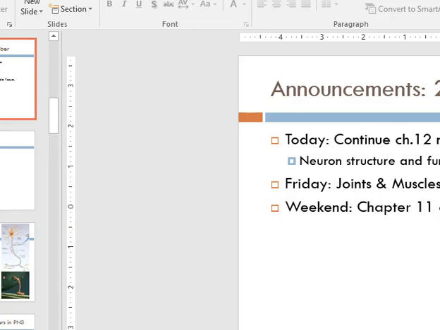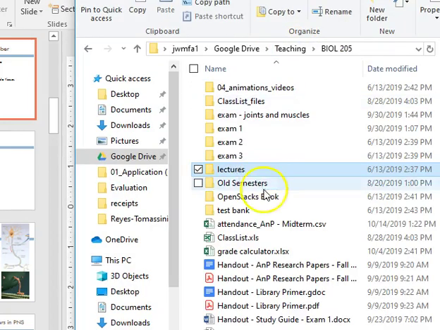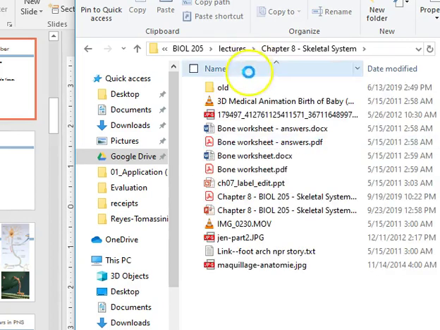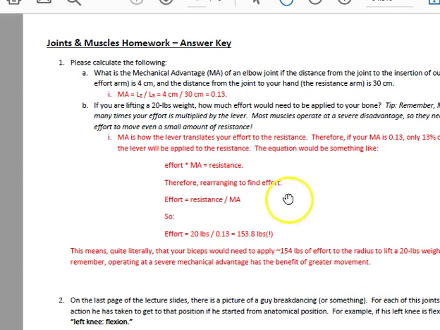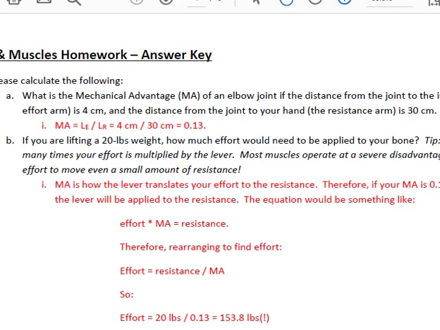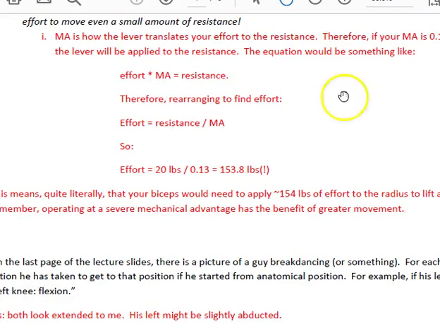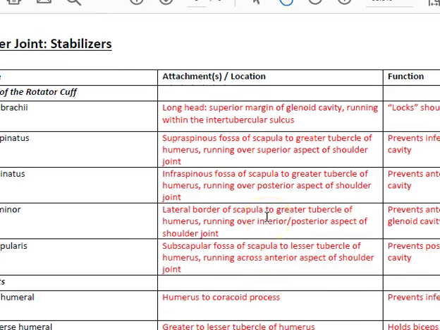And then the last bit is the joints and muscles table, which, oops, I need to get to the right thing. Just to remind you, to make it crystal clear, I'm in the right chapter. So this is the answer key that I posted for the joints and muscles homework. I am not going to be asking things for that question or that question, but I will be asking questions from these tables. So you do need to know the locations and functions and such, and I'll probably use this language that's on my answer key.